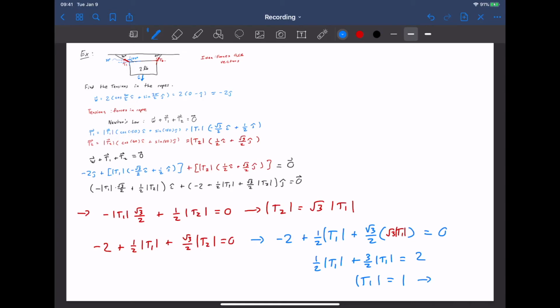Which means the magnitude of t2 is root 3. And those are the two sizes of the forces that are opposing that weight of 2 pounds. We have 1 pound pointing up into the left, root 3 pounds pointing up into the right.